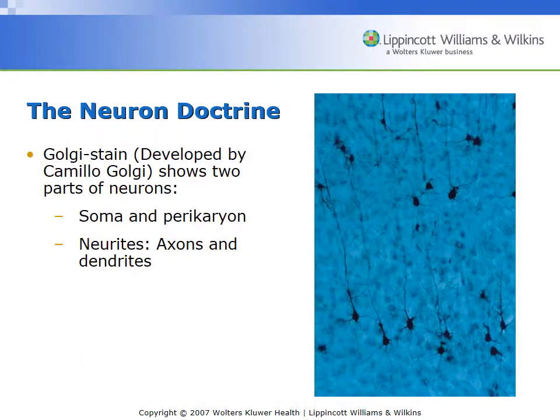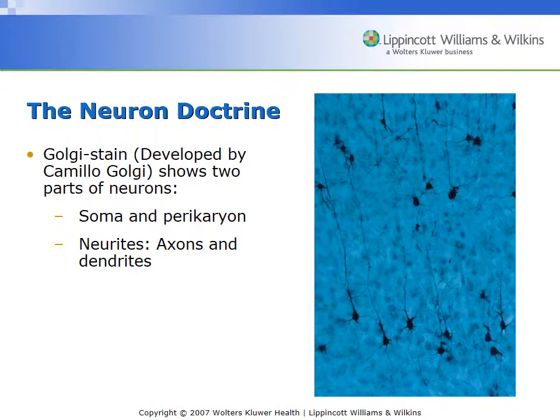Some of the early observations that the Golgi stain enabled included that neurons have at least two distinguishing parts. They have the central region, which was already seen with the Nissl stain, which is actually the nucleus, it contains the nucleus, and in addition, it has a lot of thin tube-like projections coming out of the central region.